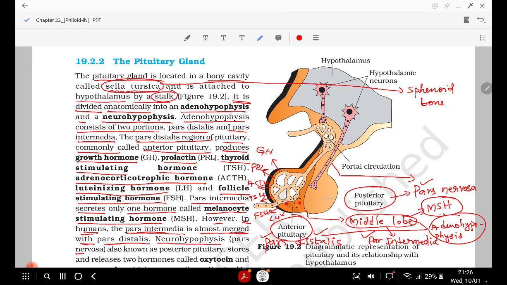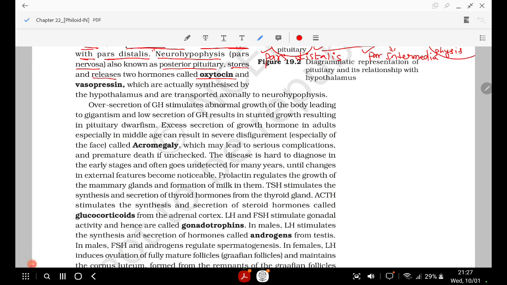Neurohypophysis, pars nervosa, is the posterior lobe of pituitary. Posterior pituitary stores and releases 2 hormones. That means neurohypophysis stores and releases, but it does not secrete. So from where are those hormones secreted and stored in the neurohypophysis? From the hypothalamus.